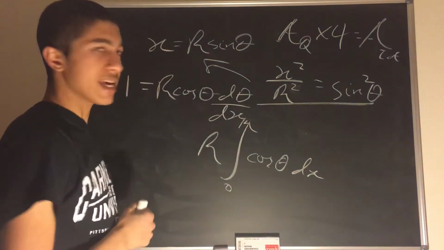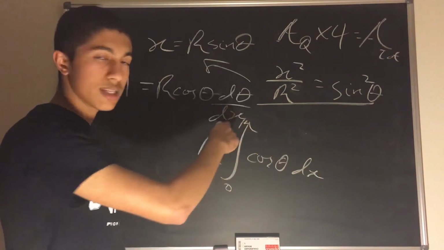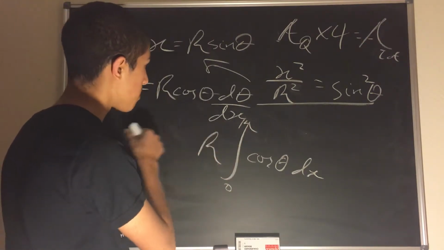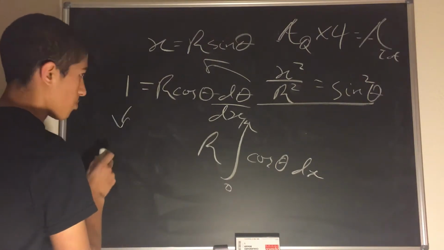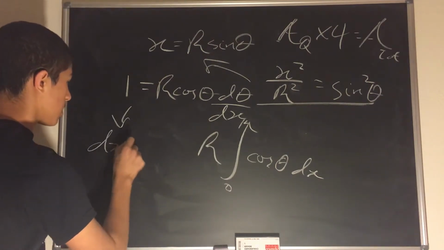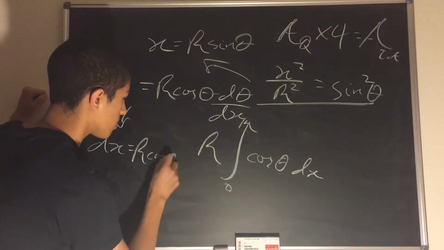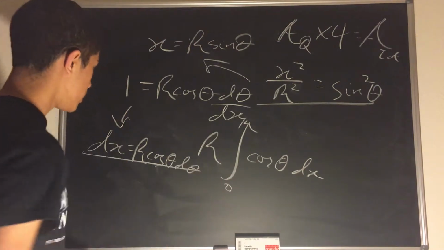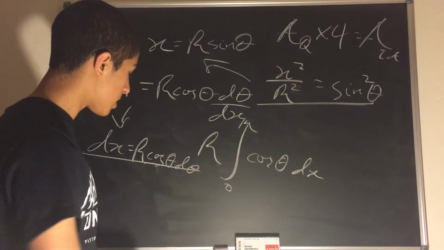Then we get d theta by dx. And we can actually treat this d theta by dx like a fraction. So we can take this dx and multiply it on both sides of the equation, and then we would get, what would we get? We get dx is equal to r cosine theta d theta. So wow, we just calculated the expression for dx in terms of d theta.